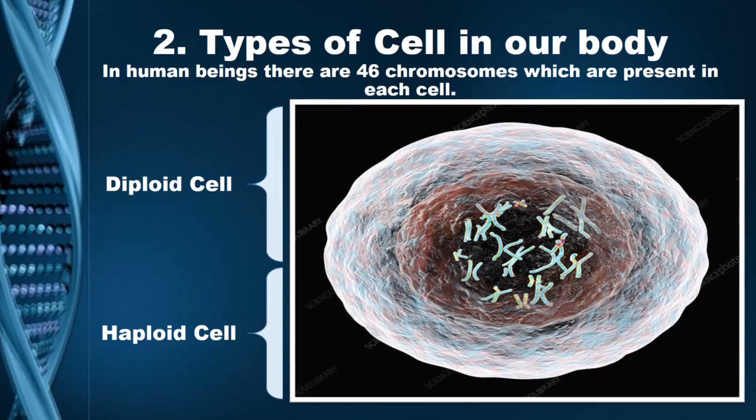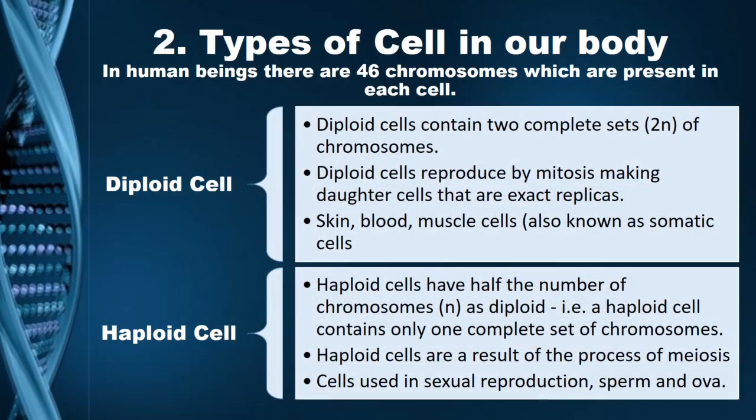Next, let's learn about the different types of cells present in one's body based on the number of chromosomes present. This picture tells us that the chromosomes are present in the nucleus. But the question is, how can we say if the cell is a haploid cell or a diploid cell? Diploid cell: a diploid cell contains two sets of chromosomes. Diploid cells reproduce by mitosis, making daughter cells that are exact replicas. Skin, blood and muscle cells are some examples of diploid cells, which are also called somatic cells.